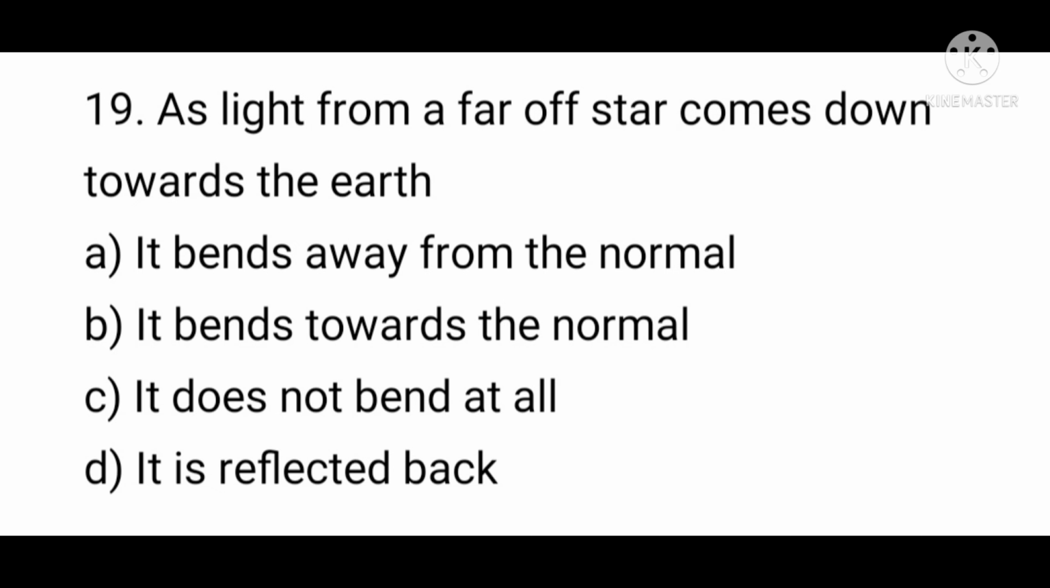Question number 19. As light from a far off star comes down towards the earth, option A, it bends away from the normal, option B, it bends towards the normal, C, it does not bend at all, option D, it is reflected back. Answer is option B, it bends towards the normal.